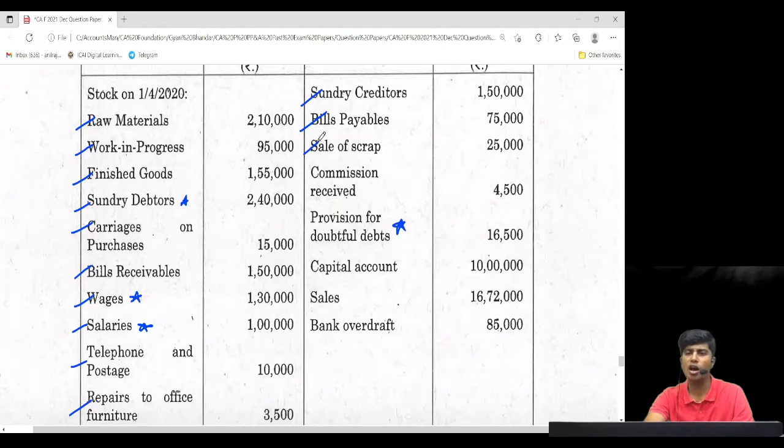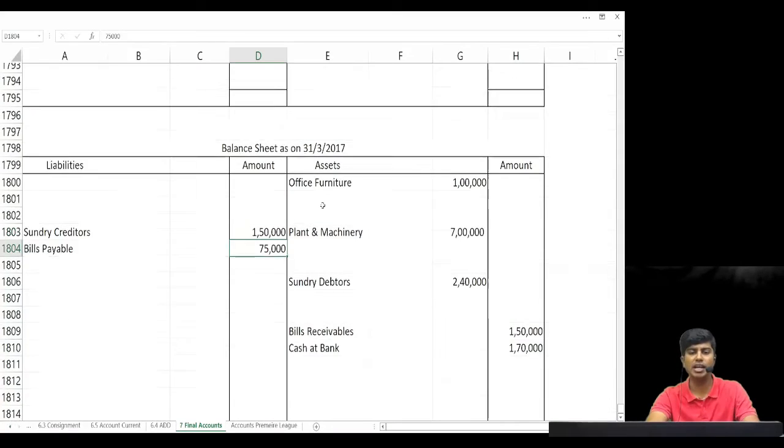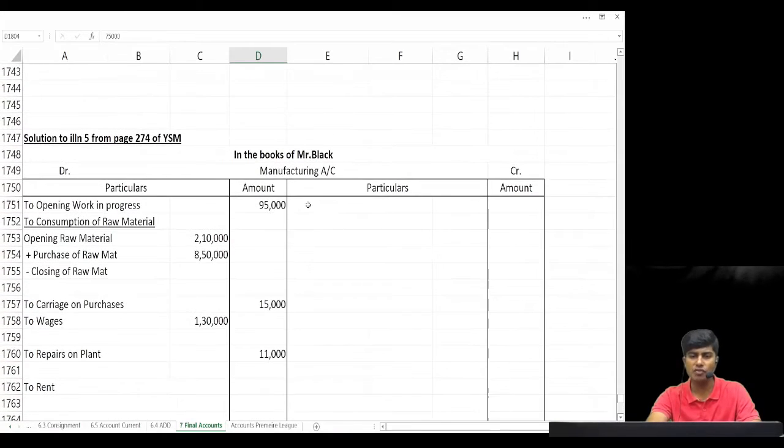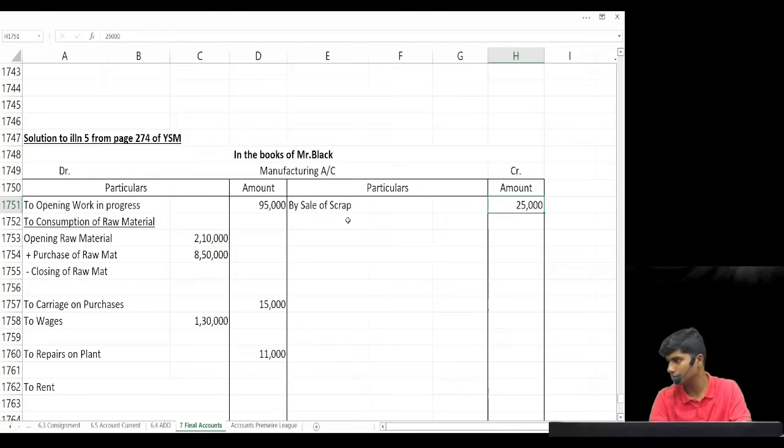Then sale of scrap. This will decrease the cost of production. It should come in manufacturing account credit side. Let me write 25,000 in my manufacturing account on the credit side by sale of scrap 25,000.